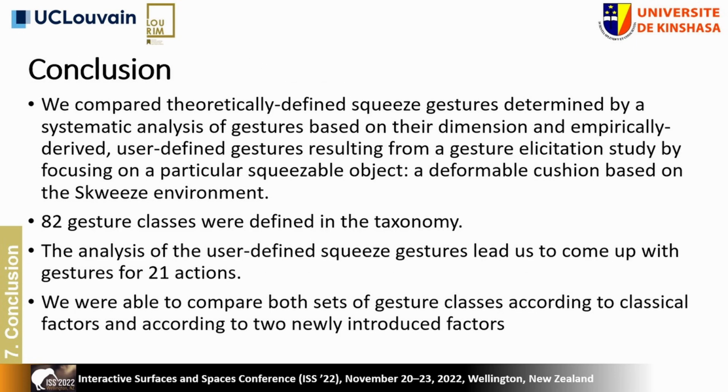To conclude this presentation, we compared theoretically defined squeeze gestures and user-defined squeeze gestures, namely to identify which parts of the taxonomy were actually used in the experiment. We determined the theoretically defined squeeze gestures by conducting a systematic analysis of gestures based on their dimension, which resulted in a taxonomy of 82 gesture classes. For the user-defined gestures, we conducted a gesture elicitation study with 32 participants to come up with a set of squeeze gestures for 21 actions.